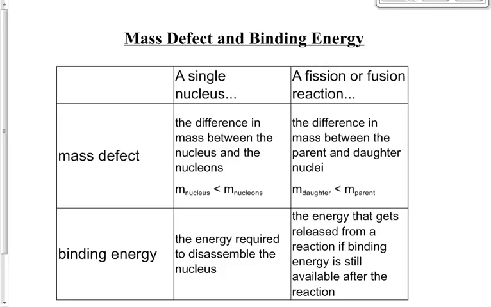We define mass defect in a couple of different ways. One, in the context of the nucleus itself, and then one in the context of the fission or fusion reaction, which really just comes from the definition for the single nucleus. How do we define mass defect for a single nucleus? Well, it's the difference in mass between the nucleus and the nucleons.